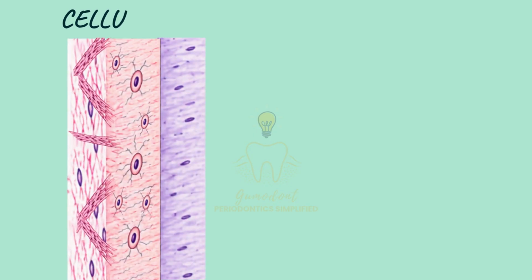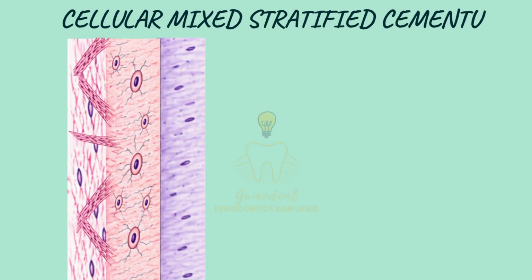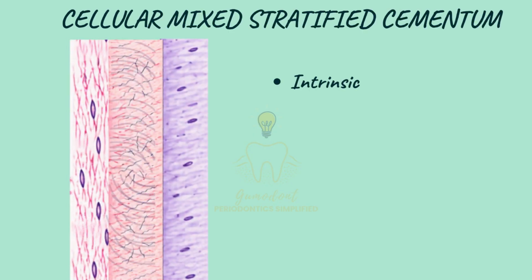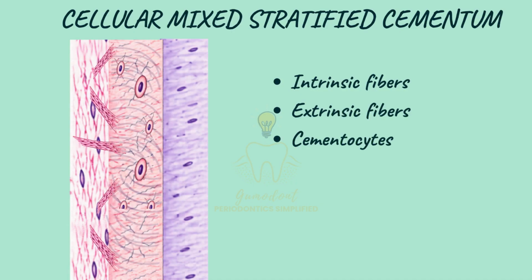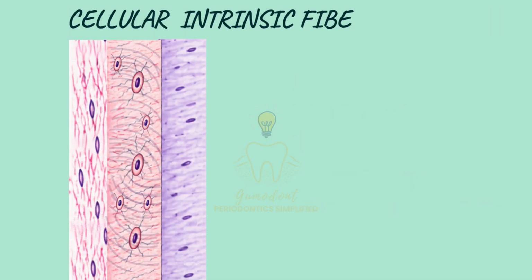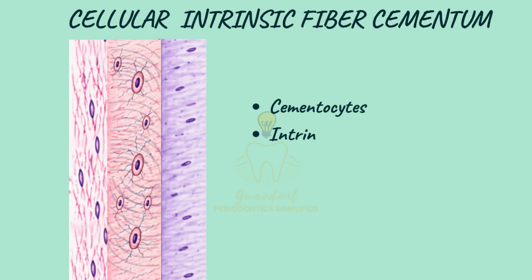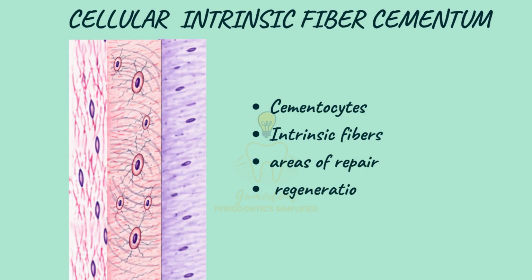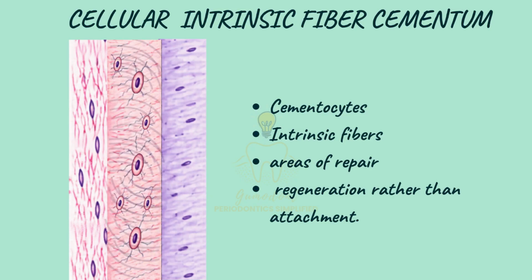tooth. Next, cellular mixed stratified cementum contains both intrinsic and extrinsic fibers along with cementocytes. It is commonly seen in the apical and furcation areas and is involved in both attachment and adaptation. Last, the cellular intrinsic fiber cementum. It contains cementocytes and only intrinsic fibers with no extrinsic fibers. It is mainly found in areas of repair and plays a role in regeneration rather than attachment. These intrinsic fibers are produced by cementoblasts.